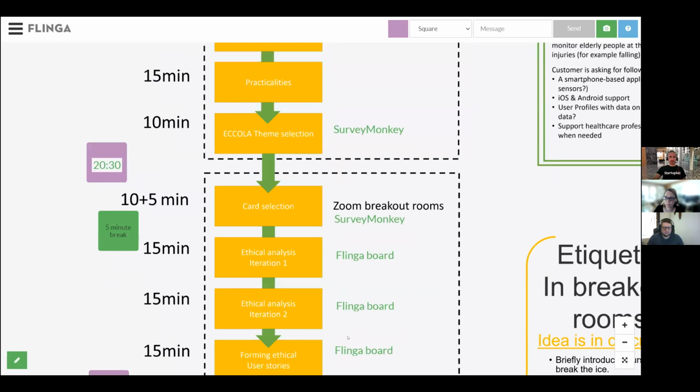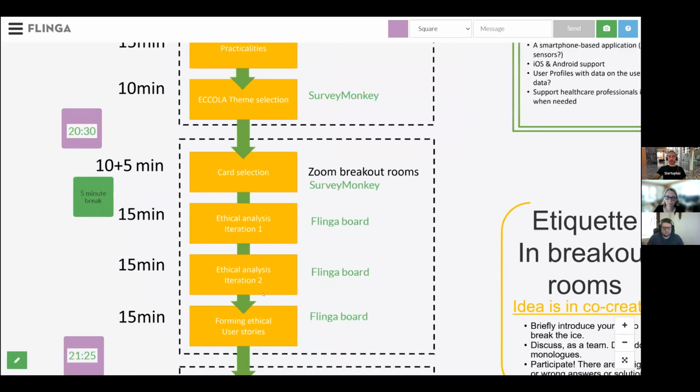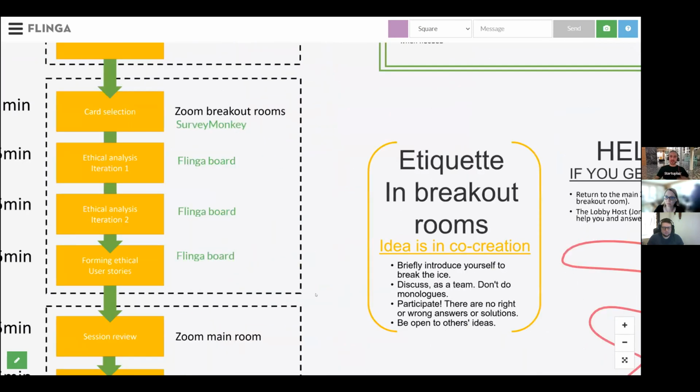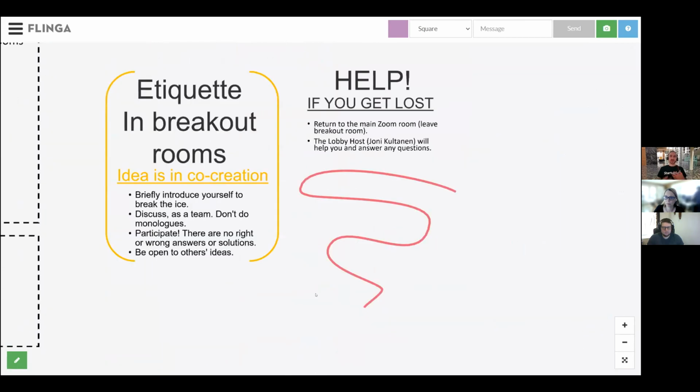A couple of etiquette things. We will also be working in breakout rooms, and the idea in these breakout rooms is to facilitate discussion around the selected ECCOLA cards. It's really a discussion, not a monologue. So try to gather ideas from all the participants, and be active so you can be most beneficial for the team overall. You can participate by talking and also by writing on the Flinga board. And as mentioned, Joni is there for you if you get lost. Just return to the main room and Joni will find you a nice place.